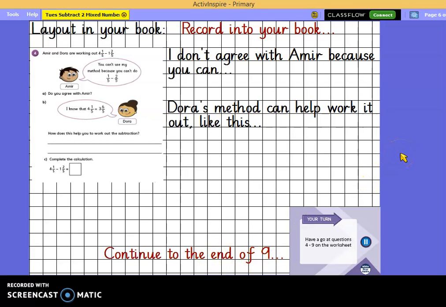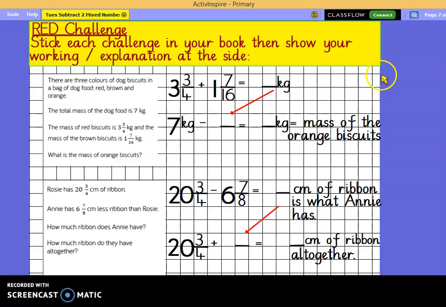Then red group and anyone ready for some additional challenges? Here you go. Red challengers. Here's the question, and here's an example of how to lay it out. You can see the answer from the first calculation needs to be used in the second part of the calculation. And the same with this one. The answer in this part of the calculation needs to be used in this part of the calculation.